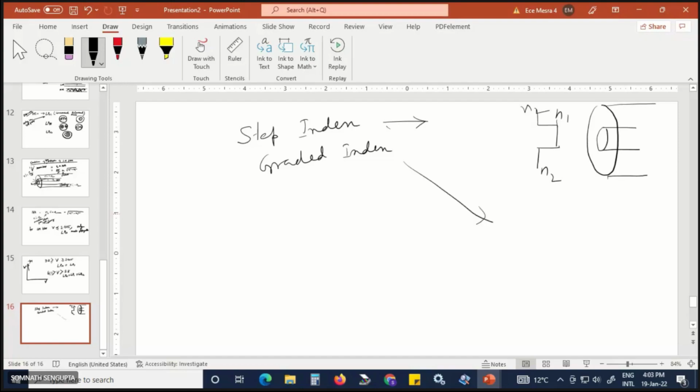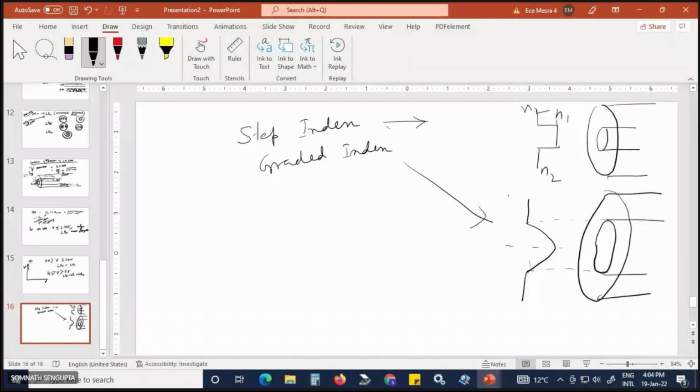And graded index, it is something like a profile, and it is clad. This is N2 and this is N1 at R. Okay, according to radius, the refractive index changes.